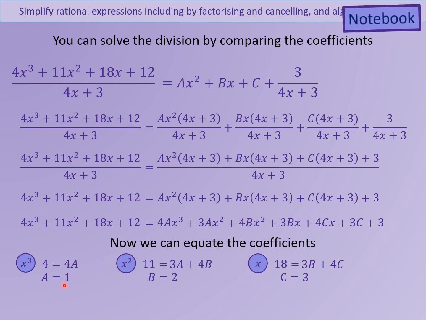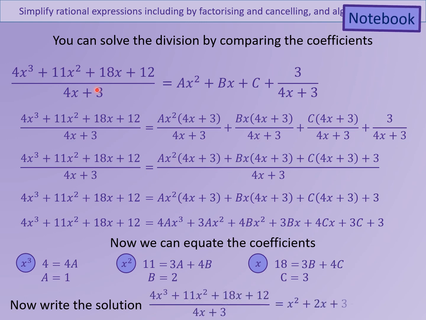So what you do at the end, now all we need to do is just put it together. So there we go, write out your solution. That must equal 1 lot of x squared, 2 lots of x, plus 3, plus this part just here. And you could check that by multiplying these bits together and seeing that you get back to that. Okay?